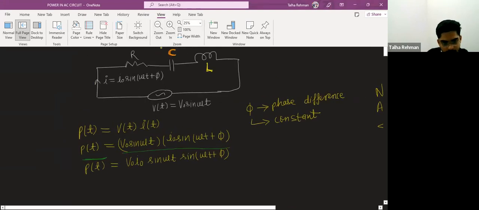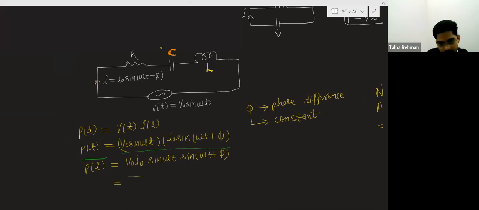So basically here is one bar like this. And we have V naught, I naught. We have this V naught and we have this I naught. This is sine omega t.